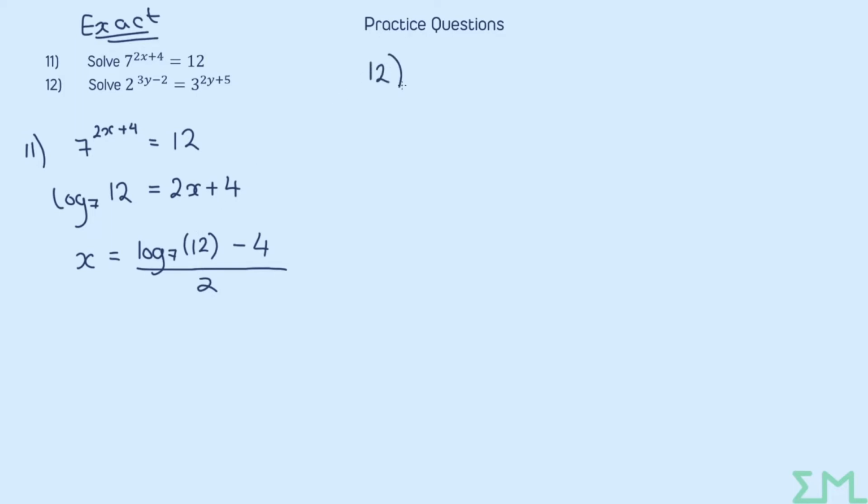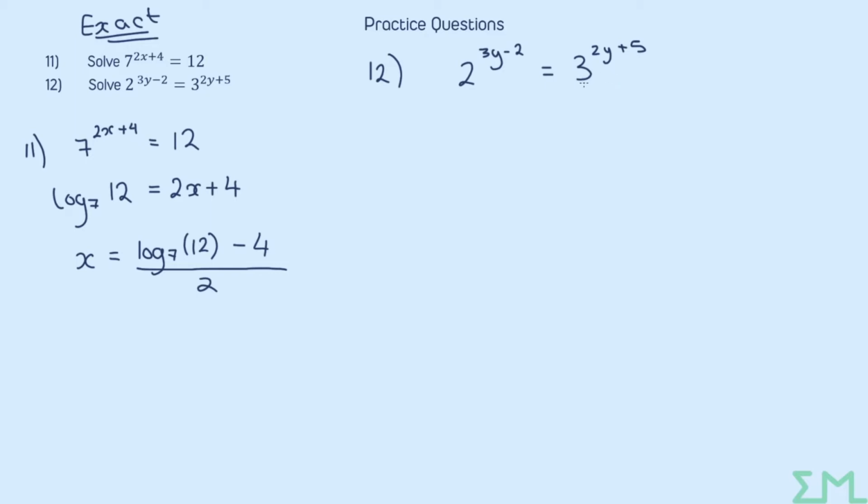Okay, question 12. I'm not actually going to use base 2 or base 3 because we've got obviously two different bases here. So this time I'm going to use the method where we apply a log of a more commonly used base to both sides. So we have a choice. We can either use log, which is log base 10, or ln, which is log base e.